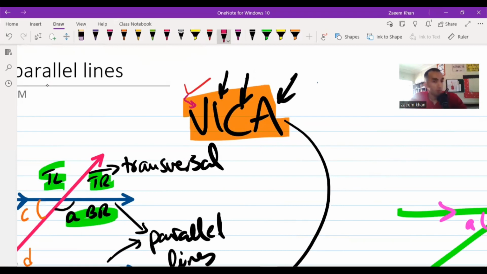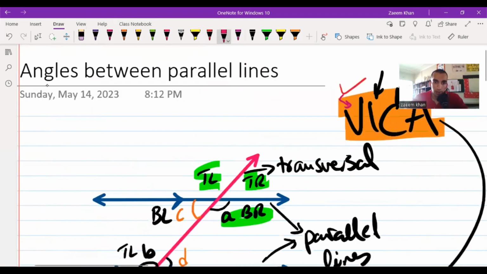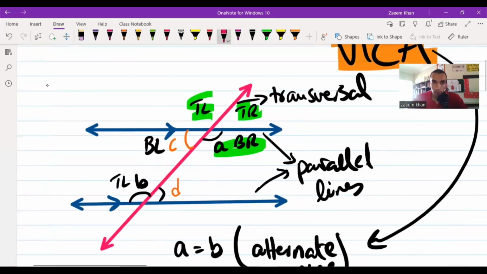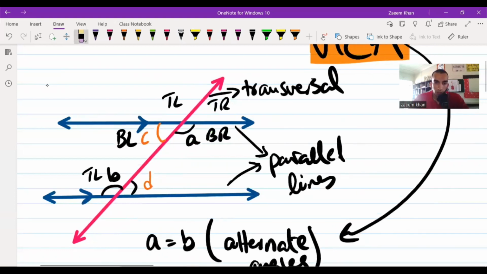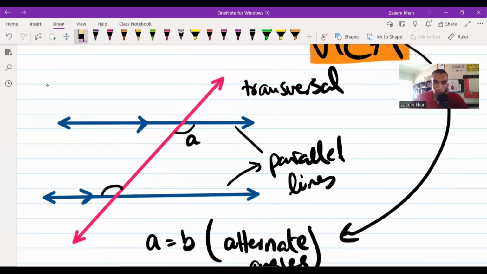Amongst parallel lines, we only got three letters, and they are I, C, and A. Let's discuss them. A transversal is just a line cutting those parallel lines. What parallel lines are we talking about? What color are they in?